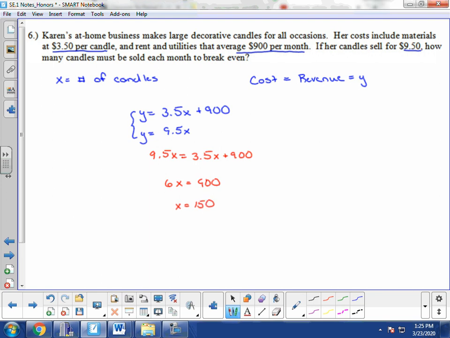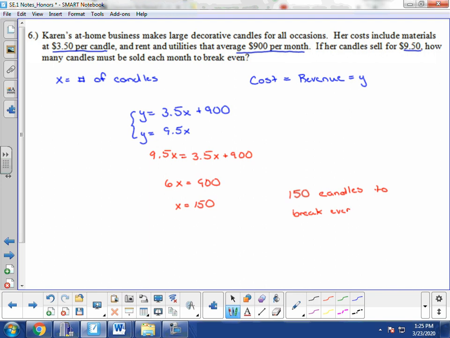This question only asked about the number of candles that are being sold. So all we had to figure out here in this case was x, how many candles are being sold. We don't need to figure out the cost or the revenue. It didn't ask us that, but we just know that 150 candles must be sold to break even.